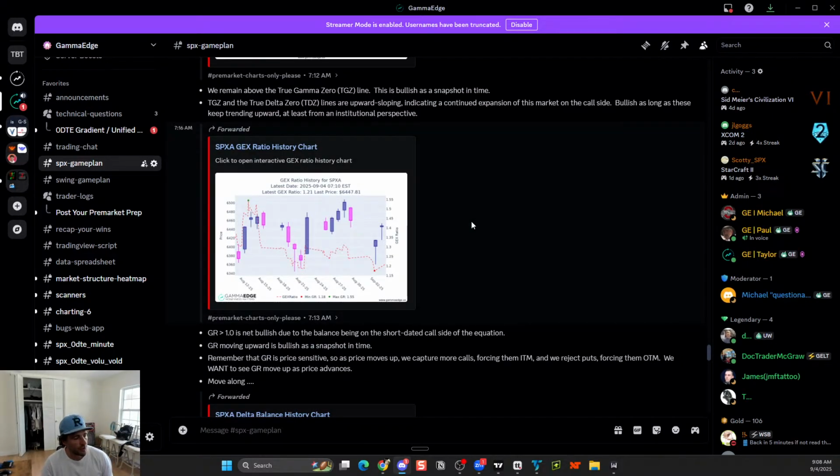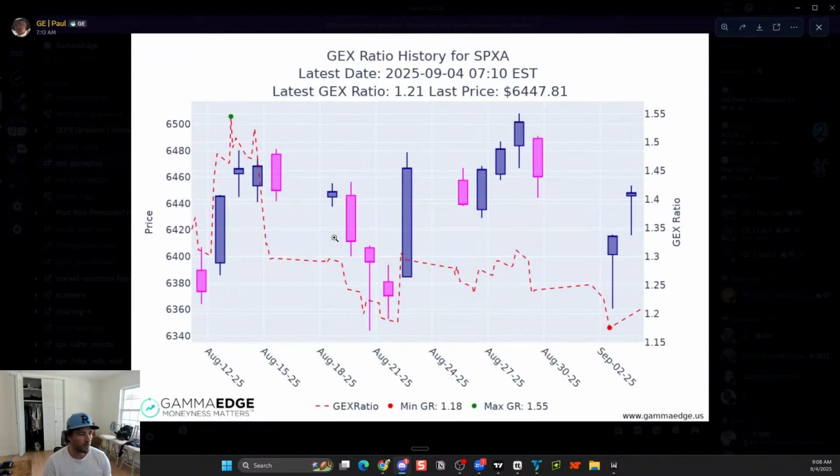All right, GEX ratio, right? Cumulative call gamma relative to cumulative put gamma. Think of this as like a put call ratio, but it incorporates time through the use of gamma. So we view this as a bit more superior to just your traditional put call ratio. So it's above 1, which means calls are in control, right?